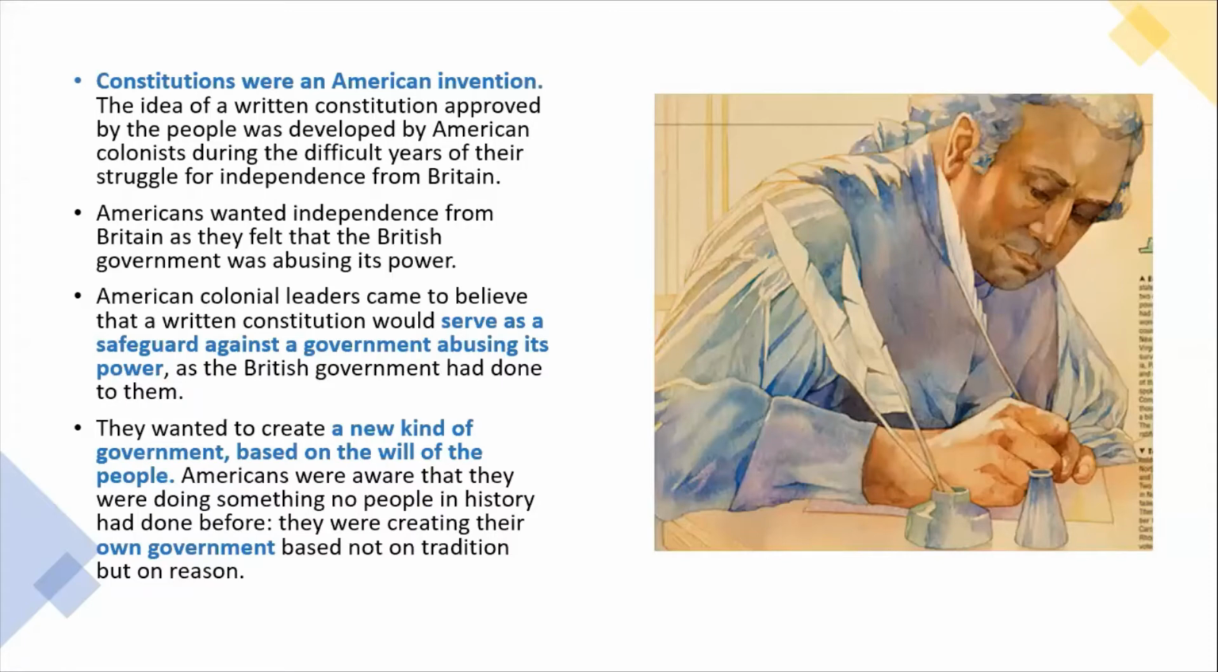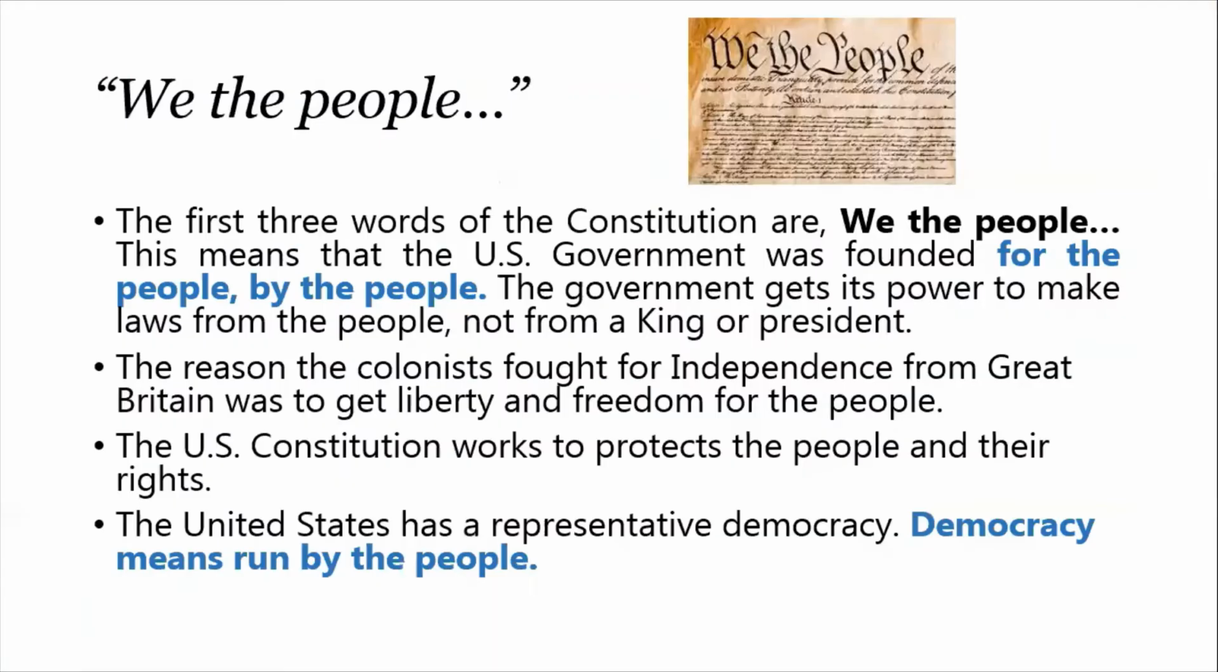Constitutions were an American invention. The idea of a written constitution approved by the people was developed by American colonists during the difficult years of their struggle for independence from Britain. Americans wanted independence from Britain as they felt that the British government was abusing its power. American colonial leaders came to believe that a written constitution would serve as a safeguard against a government abusing its power, as the British government had done to them. They wanted to create a new kind of government based on the will of the people. Americans were aware that they were doing something no people in history had done before. They were creating their own government based not on tradition, but on reason.